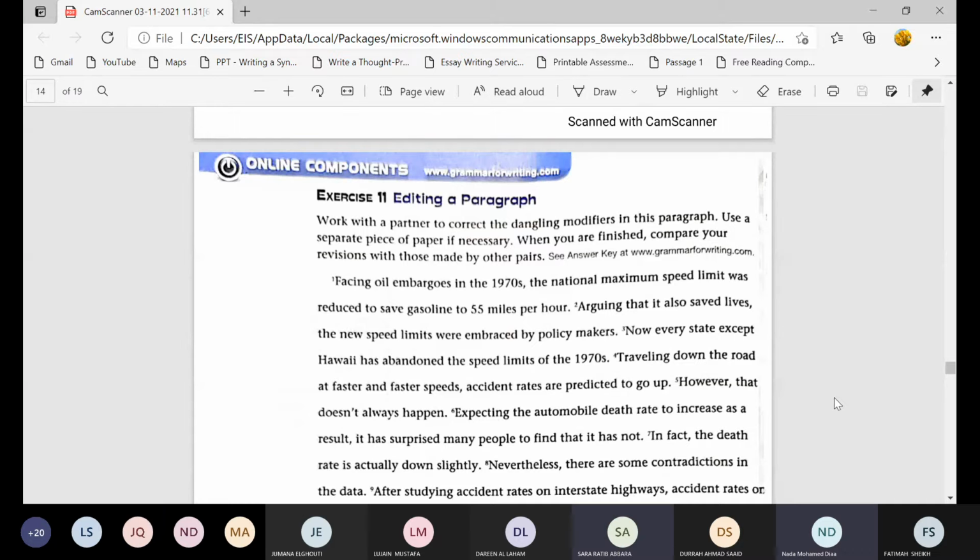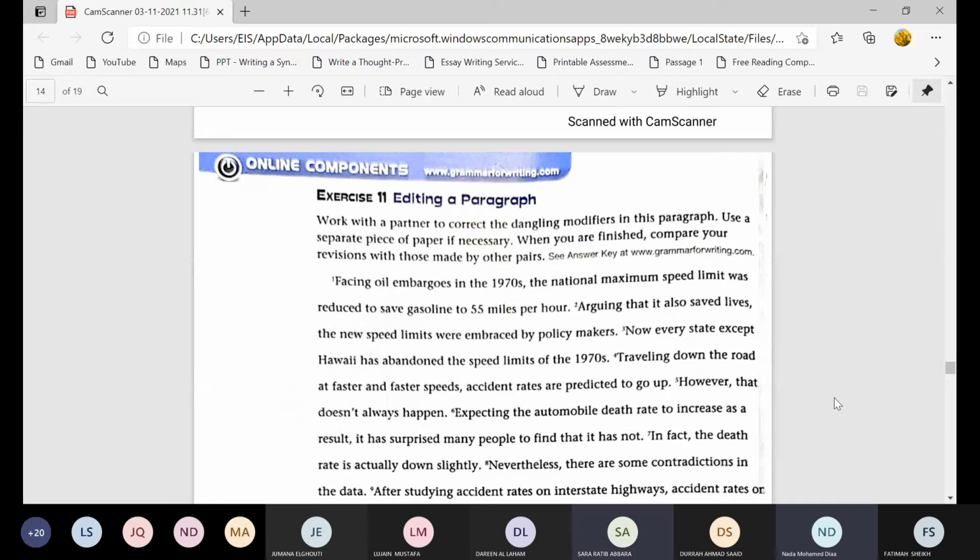Number 1. Facing oil embargoes in the 1970s, the national maximum speed limit was reduced to save gasoline to 55 miles per hour. This is not correct because facing oil embargoes modifies the national maximum speed limit. Is it correct if I said the national maximum speed limit was reduced to save gasoline to 55 miles per hour after facing oil embargoes in the 1970s? Yes, yes. Excellent.